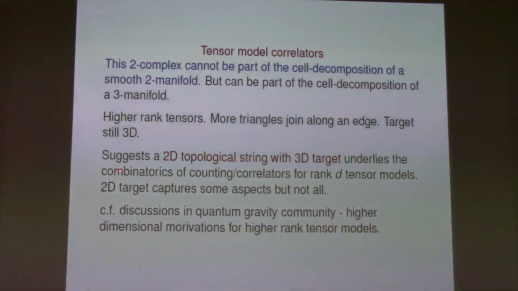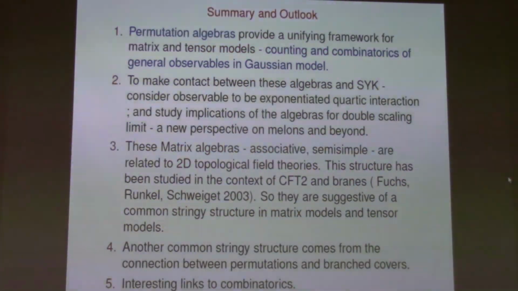So this suggests that there's a 2D topological string with a 3D target which underlies the combinatorics of counting and correlators for the rank D tensor models. And some aspects of the counting in particular are captured by a 2D target, like I showed before. The counting of observables was counting covers of a sphere with 3 branch points. So I think this is an interesting thing to explore.